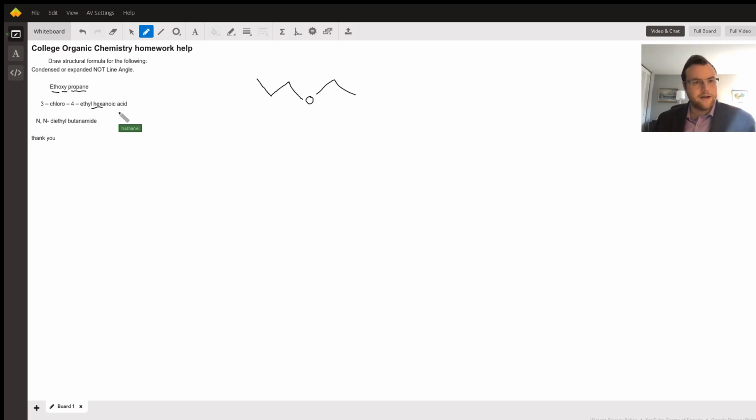So hexanoic acid. Every time you get an anoic, we know that we are looking for an oxygen double bond to a carbon with an OH group. So we know that this is an acid of some sort, and there's a carbon right here. So this will be our first carbon in the hexane. So 1, 2, 3, 4, 5, and 6. All right, this takes care of the hexanoic acid part.